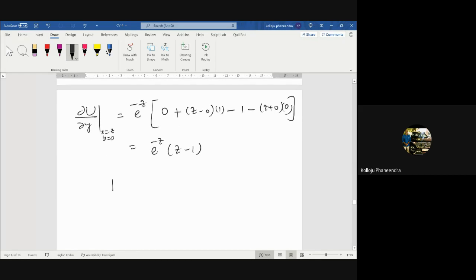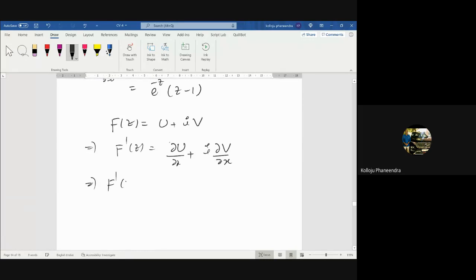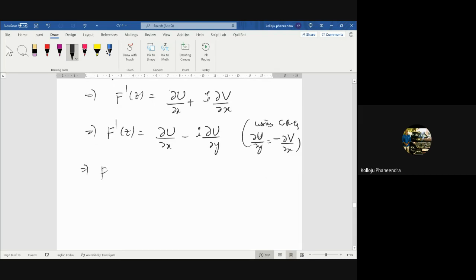So let me apply the Milne Thomson method. F of z equal to capital U plus i into capital V. So F dash z equal to capital dou U by dou x plus i into capital dou V by dou x. Since only capital U is known, let me apply the CR equation. What is dou V by dou x? Using the CR equation, dou U by dou y equal to minus dou V by dou x. Done. This implies F dash z equal to, what is the Milne Thomson method?